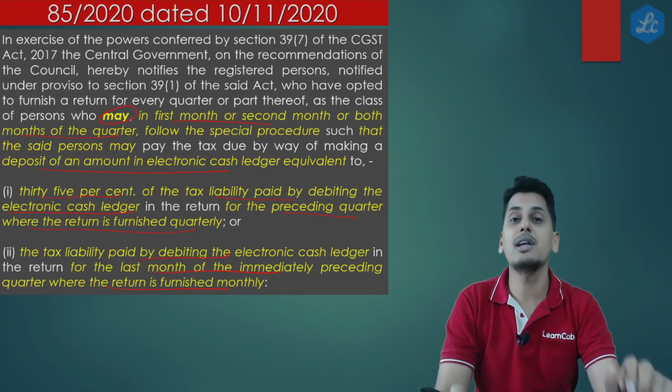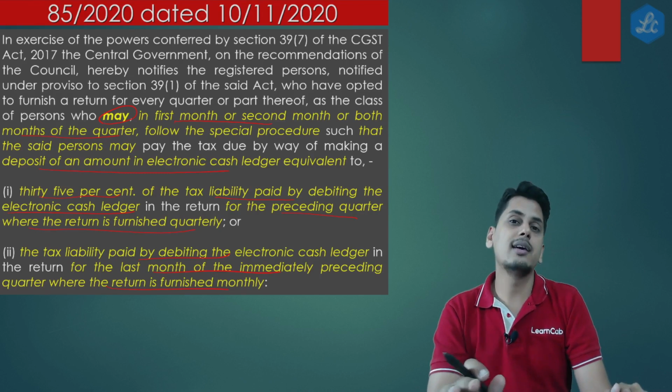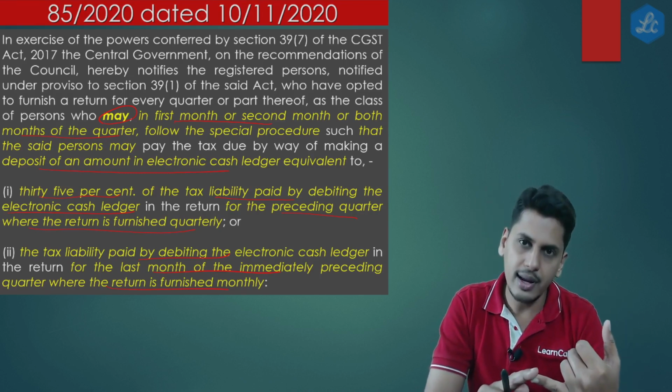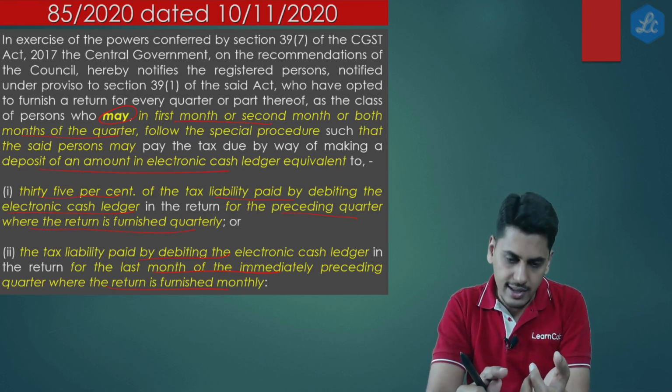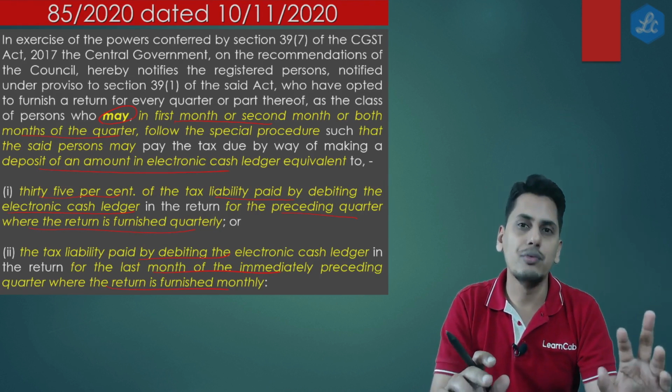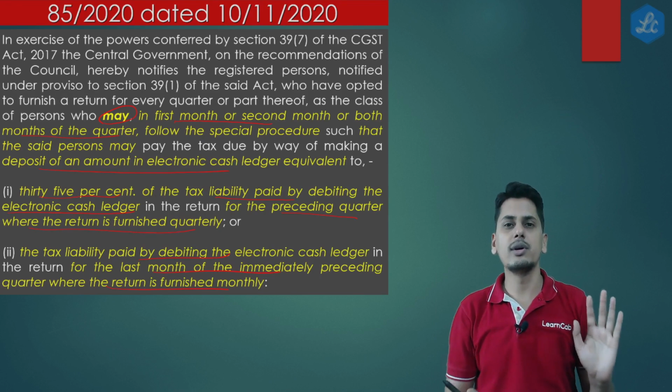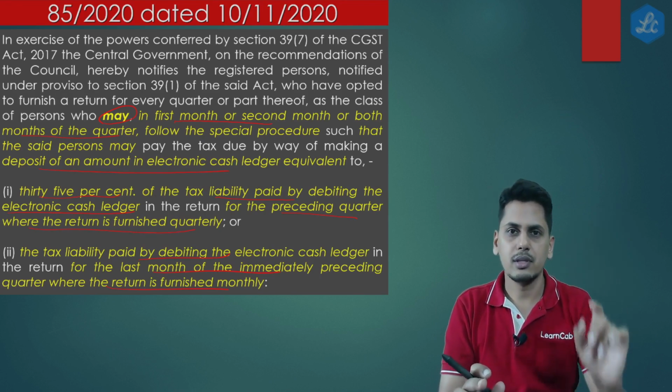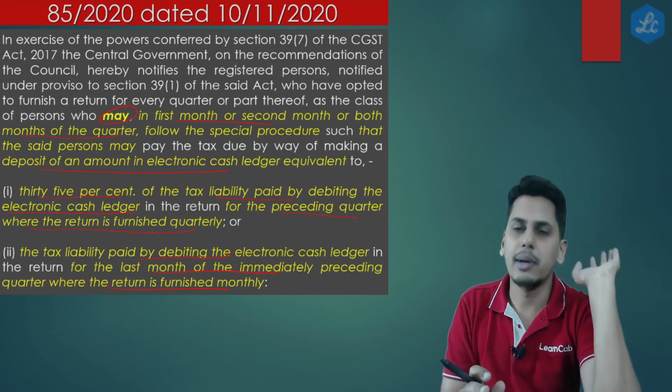So this is the special mechanism which is being offered. Here you need not calculate your output tax, you need not calculate your input tax credit, you need not look into GSTR 2B, you need not compute Rule 36(4) calculations. All that you need to do is take the preceding return. Check, is it a quarterly return or a monthly return?